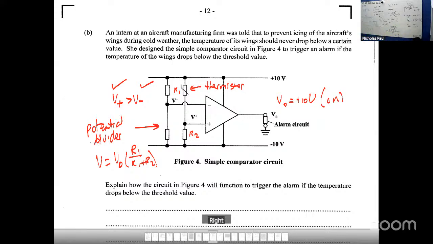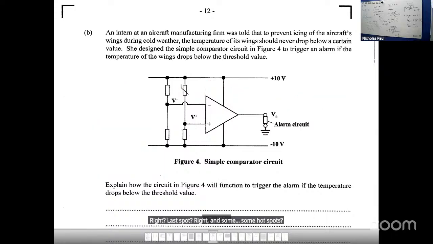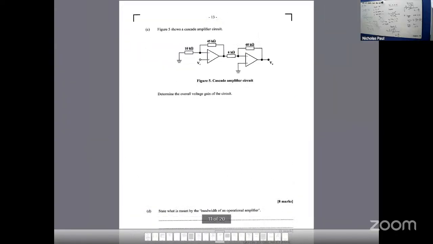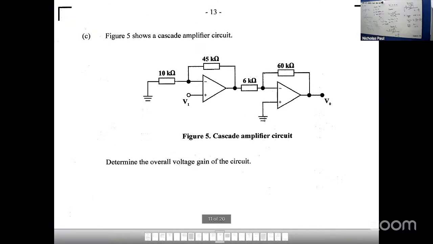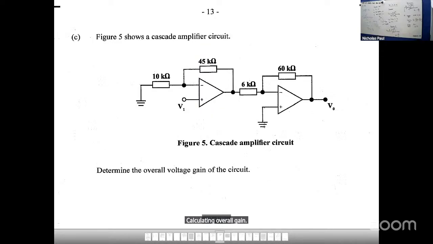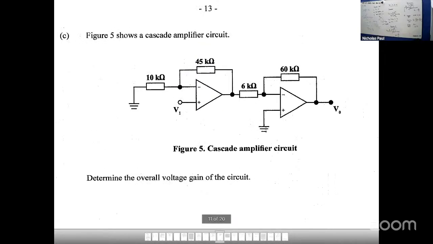Last part. Calculate the overall gain. What type of circuit is that? Jacob? Cascade.